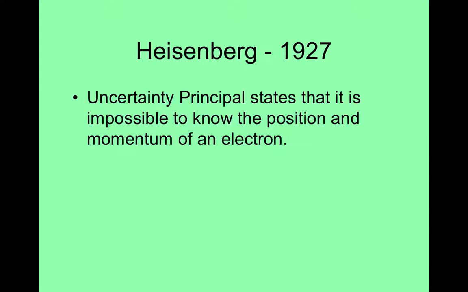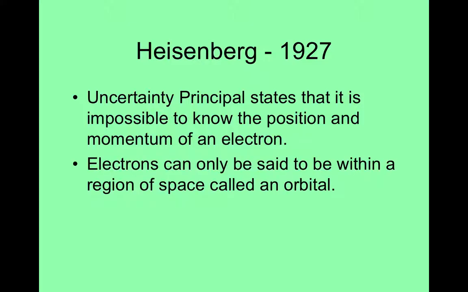Now, Heisenberg, in 1927, came up with the uncertainty principle, and it states that it's impossible to know the position and momentum of an electron. You can't know both of those things at the same time. This is a really difficult concept for students to understand, but what it means is that electrons can only be said to be within a region of space which we call an orbital. We can't say exactly where an electron is.